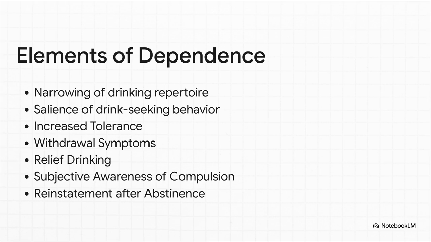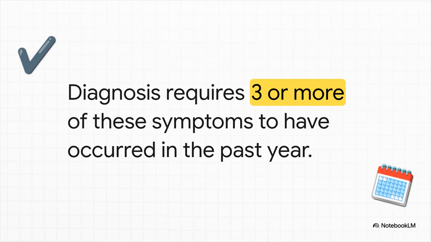These are incredibly powerful signs. And listen, this wasn't just some vague idea. To actually get a formal diagnosis of dependence under these older models, you had to have experienced at least 3 of these 7 symptoms within the last year. It created a really clear clinical line in the sand.